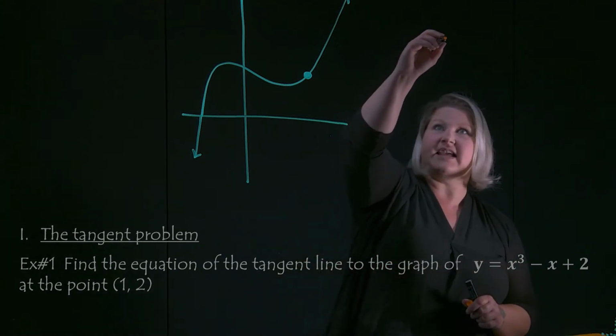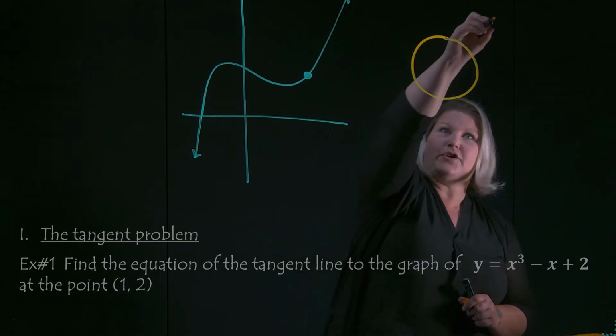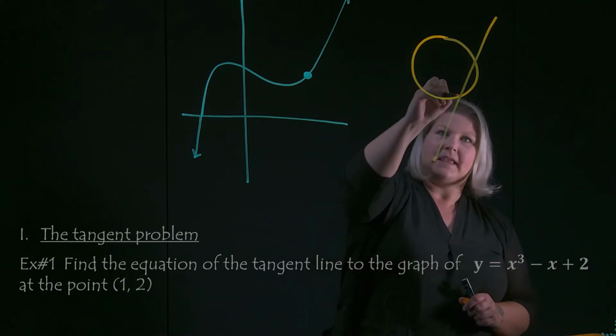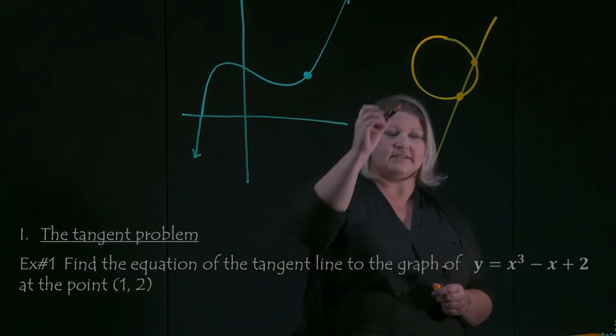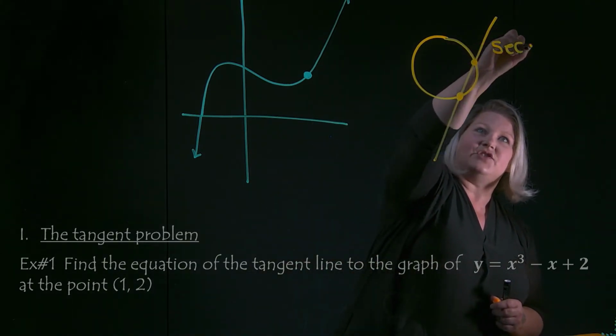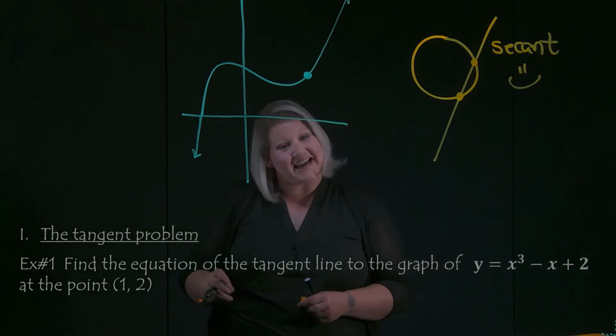Well, let me use an example. If I have a circle and I were to draw a line through it, that line goes through the circle at 2 points. That is not a tangent. That is called a secant.